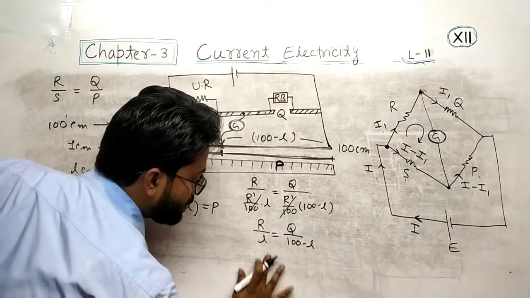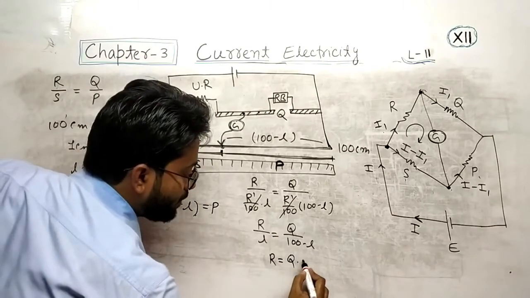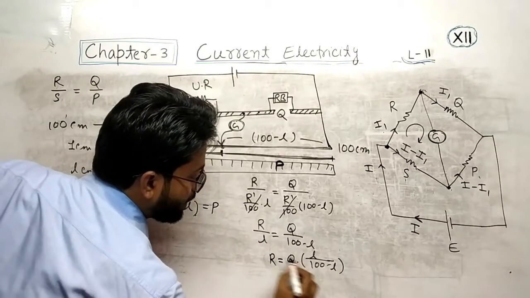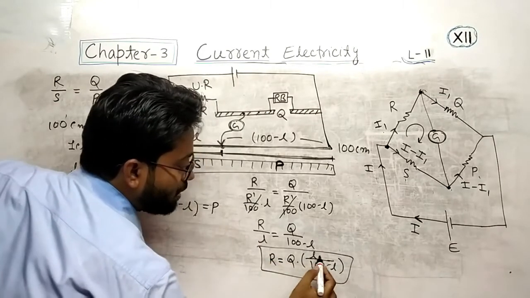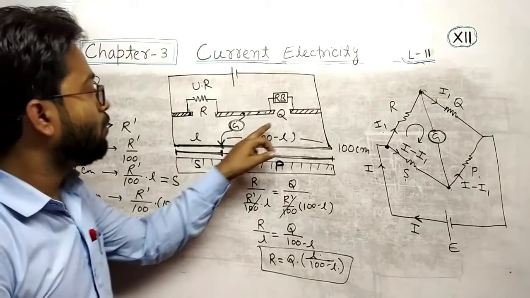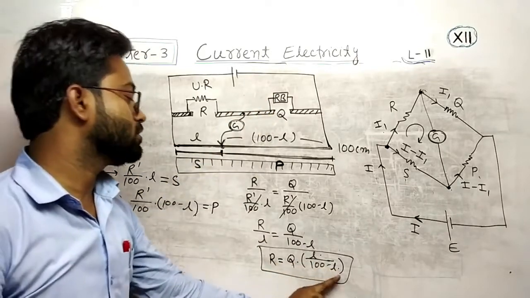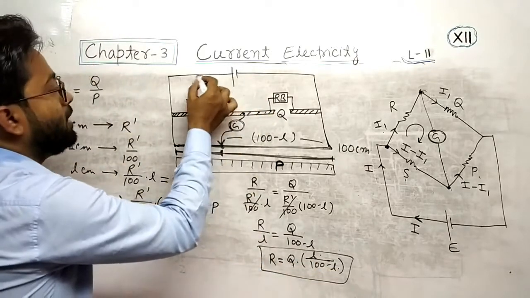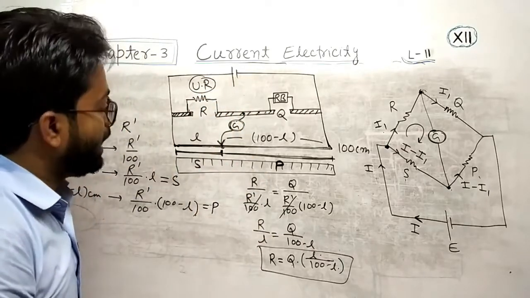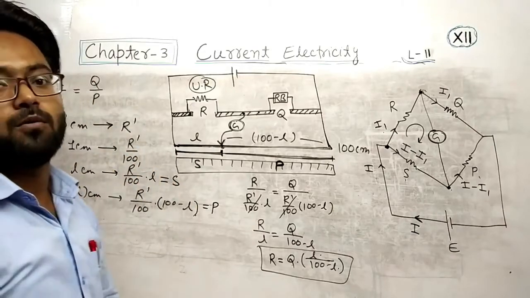If you need to calculate the value of R, then it will be equal to Q times L upon 100 minus L. If you know the value of L and the known resistance, that can be found from the resistance box. L is known, then you can calculate the unknown resistance with the help of the meter bridge, and the meter bridge is used to measure the value of unknown resistance.